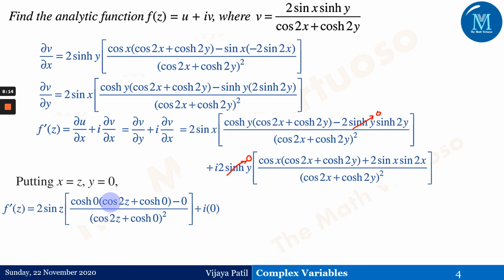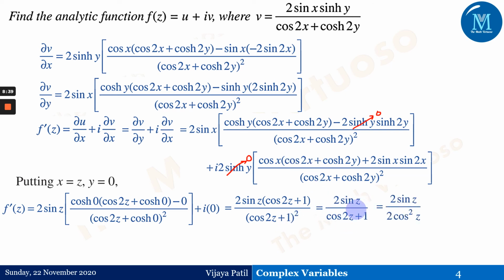And therefore f dash of z is 2 times, so every x has been replaced as z, every y has been replaced as 0. So it's 2 times sine of z into this entire thing. That will simplify and give me 2 times sine of z into cos of 2z plus 1, upon cos of 2z plus 1 the whole square, which is nothing but 2 times sine of z upon cos of 2z plus 1. This will give me 2 times 2 sine z upon 2 times cos square z, which is tan z into sec z, right?